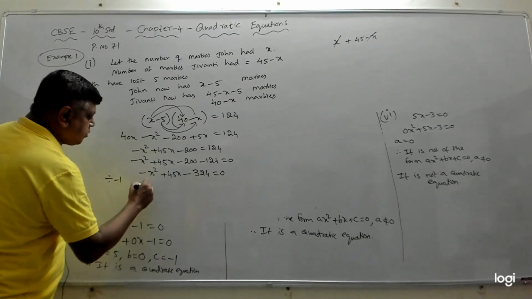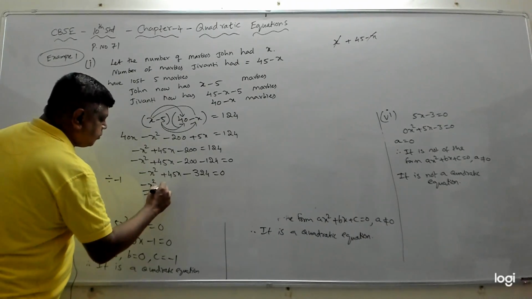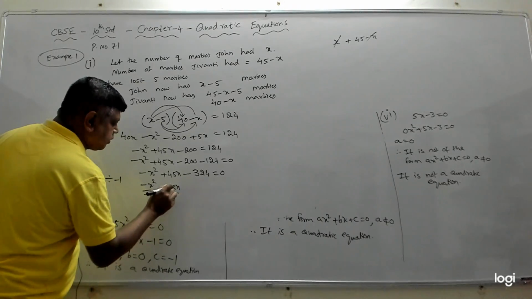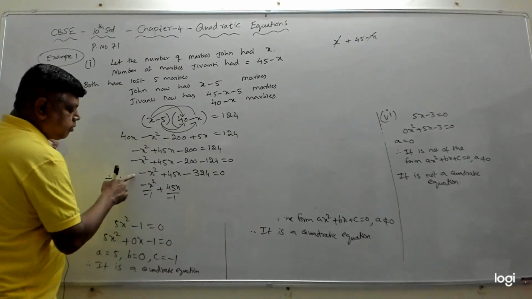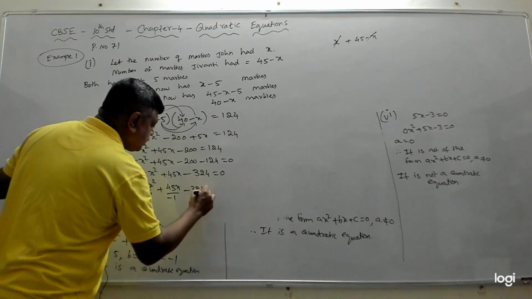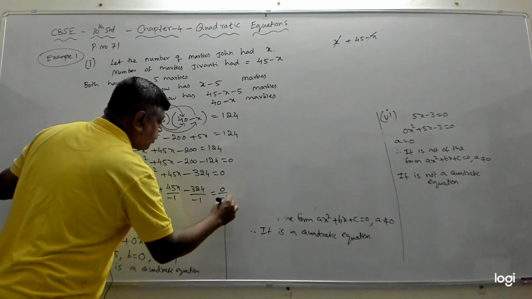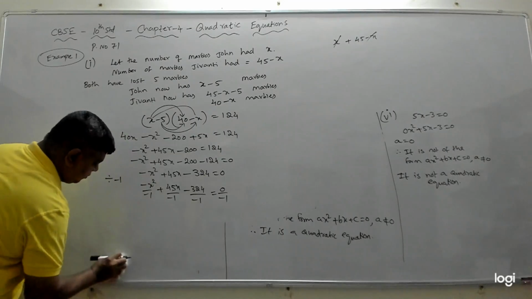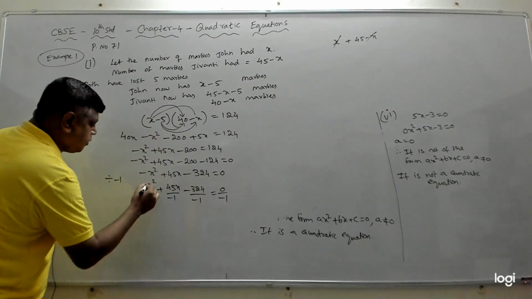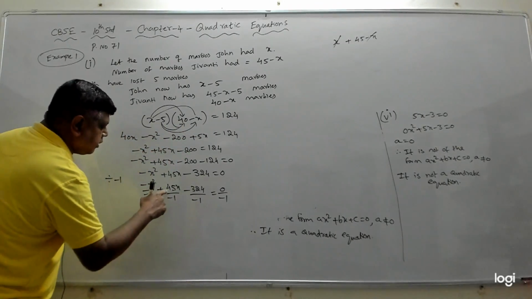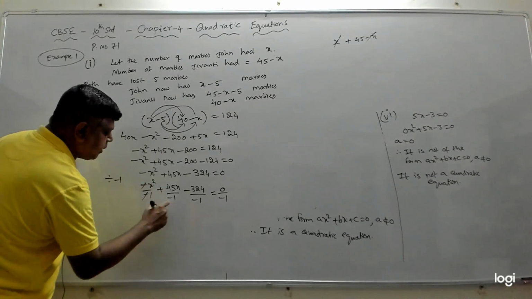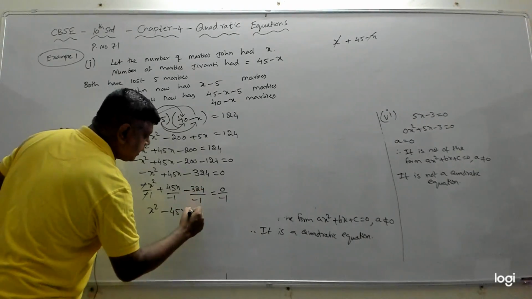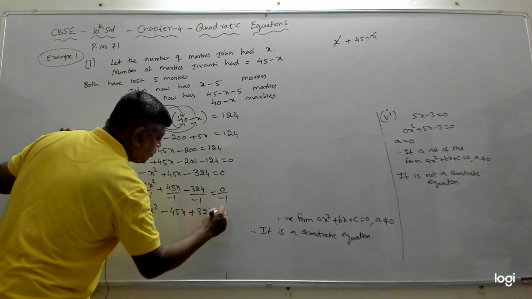If I divide by minus 1, this will become minus x square by minus 1 plus 45x by minus 1. Each term we are dividing by minus 1, because we want to make this positive. Then minus 324 by minus 1 equal to 0 by minus 1. Now this will get cancelled. You will get x square, then minus minus will go, plus by minus is minus 45x. Minus 324 by minus 1, again minus minus will get cancelled. You will get plus 324 equal to 0.